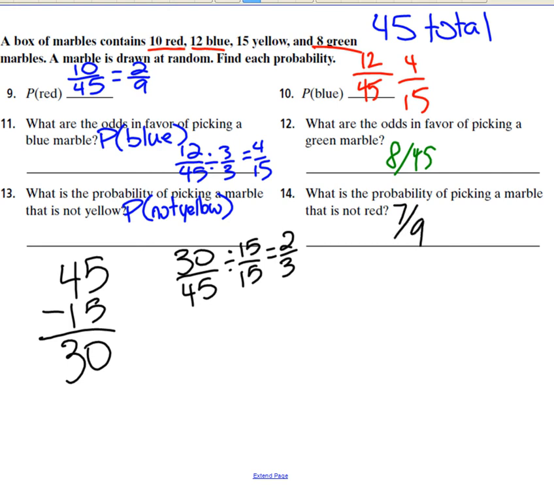Okay? How else could we have figured that out without having to do the math? What do we say was the probability of getting a red? 2 over 9. So if there's a 2 out of 9 chance of getting a red, what's the probability of not getting a red?